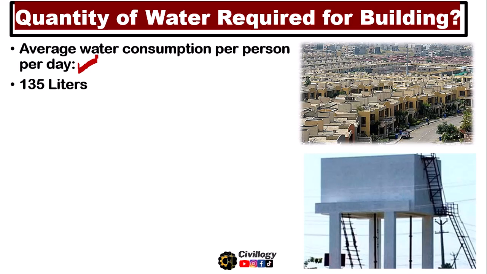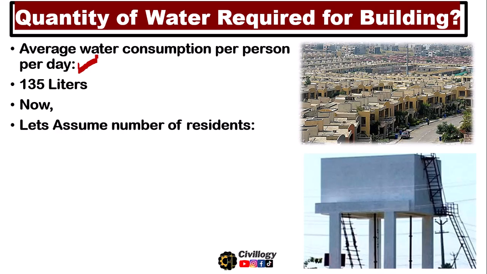Okay, one person consumes 135 liters per day on average. This should be in your mind. Now let us assume that we are deciding the size of a water tank, whether an overhead water tank or an underground water tank, for a residential building or for a residential society, and we assume that the number of residents is 1000.